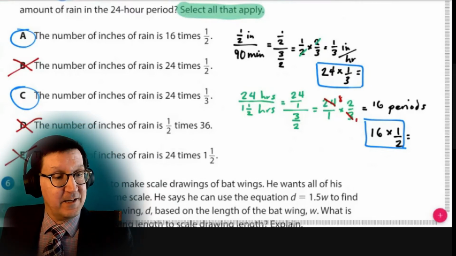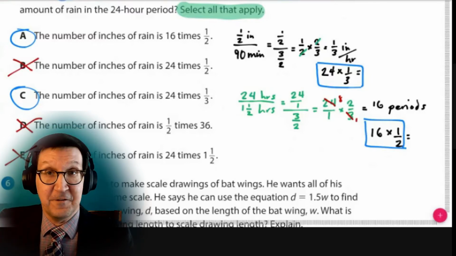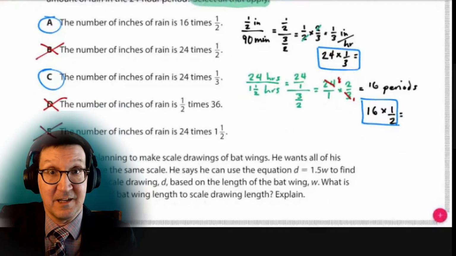So 2 correct answers, A and C. So if you got that, good job. That one was a lot of work to get to the answer.